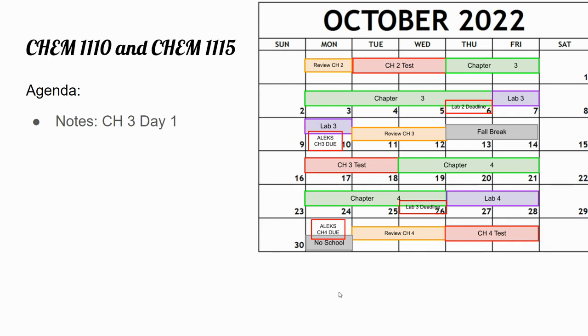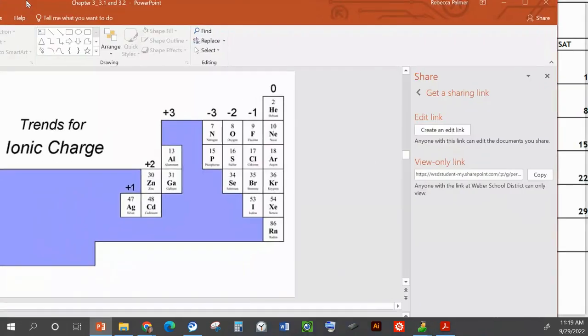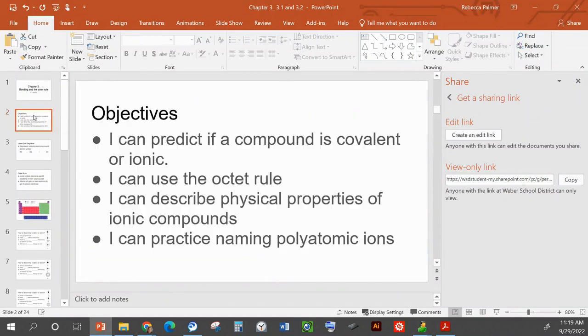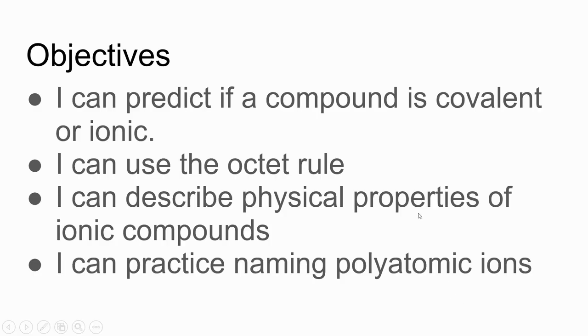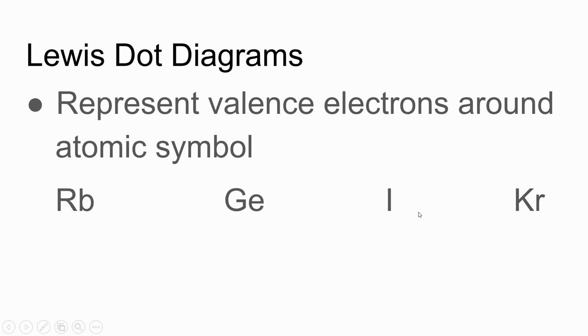Okay, very good. Here we go. Here are our notes. These are a little bit long, but hopefully we'll get through them pretty fast. So we're talking about different types of bonding and the octet rule. We're going to try to predict if a compound is ionic or covalent. And then we're going to talk about properties of ionic compounds.